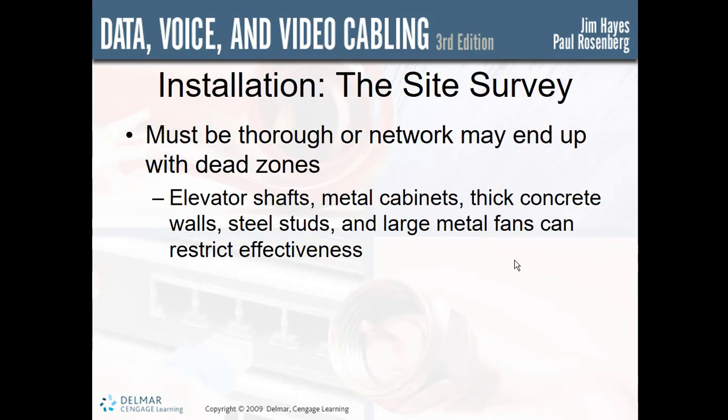Now, before a wireless network can be installed, the installer or designer must first do a thorough site survey. Essentially, setting up a wireless network is the same as setting up a cellular telephone system, except on a much smaller scale. If you do not do a thorough site survey, the network may end up with what we call dead zones or dead spots, where no signal can be transmitted. Elevator shafts, kitchens, metal cabinets, thick concrete walls, steel studs, and even large metal fans can seriously restrict the effectiveness of a wireless installation.